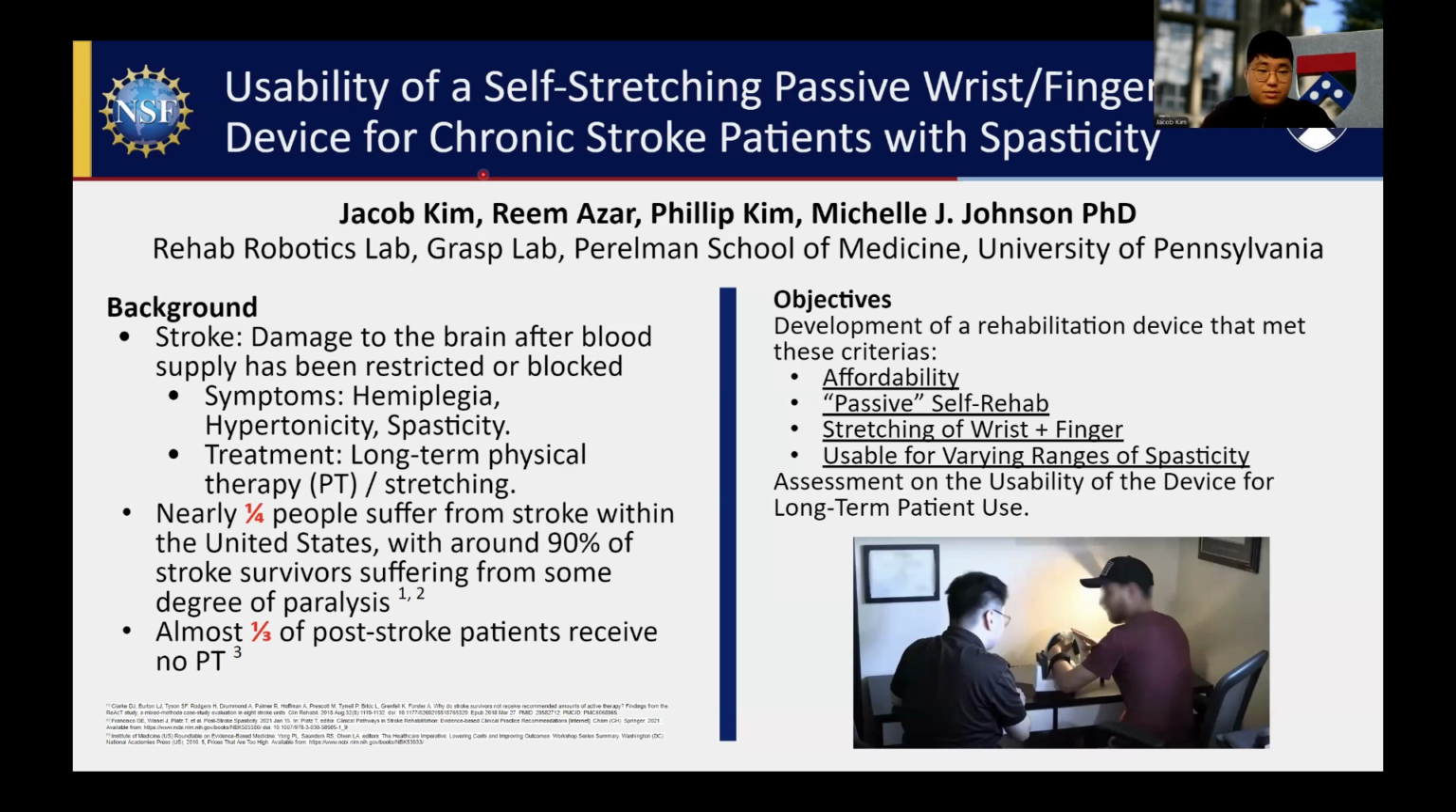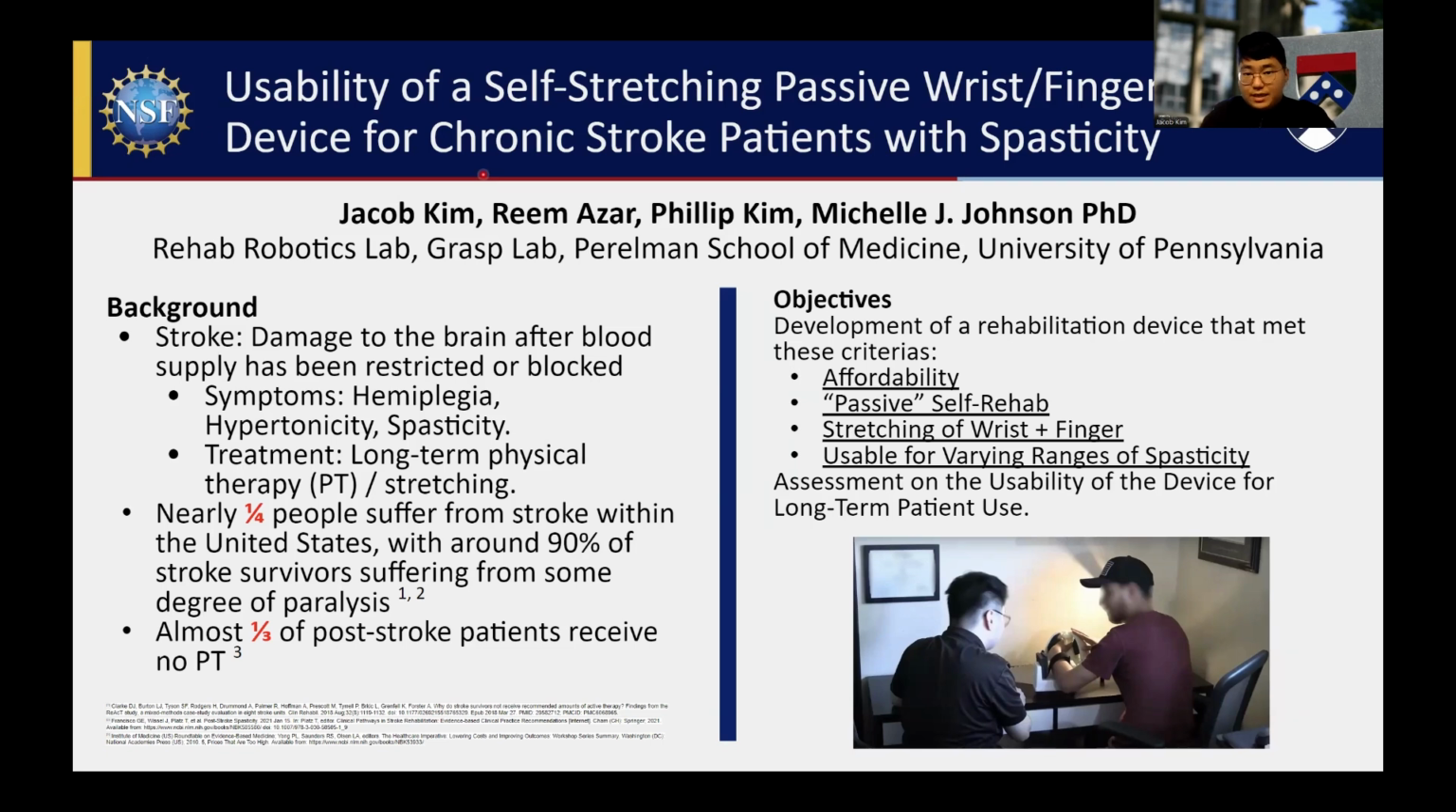Some symptoms include hemiplegia, hypertonicity, and spasticity, which are all forms of muscle stiffness, with spasticity specifically focusing on velocity-dependent stiffness. Some treatment options include long-term physical therapy, and we find that nearly a quarter of people within the United States suffer from stroke, and yet almost a third of post-stroke patients receive no physical therapy.